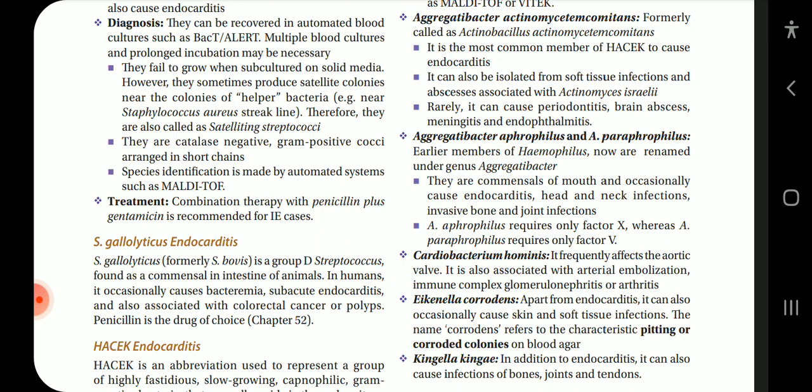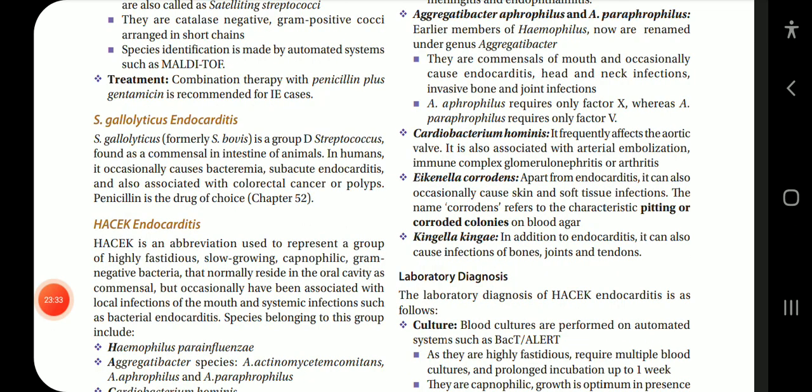Rarely, it can cause periodontitis, brain abscess, meningitis, and endophthalmitis. Now, Aggregatibacter aphrophilus and Aggregatibacter paraphrophilus, earlier members of Haemophilus, are now named under the genus Aggregatibacter. They are common commensals of the mouth and occasionally cause endocarditis, head and neck infections, and invasive bone and joint infections. Aggregatibacter aphrophilus requires only factor X, whereas paraphrophilus requires only factor V.